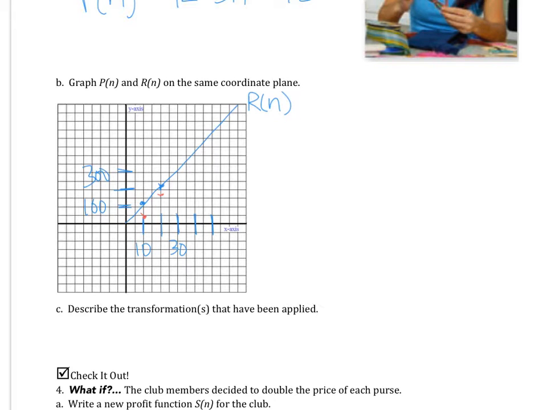So again, plotting these points, I'm sorry, I just got an interruption of a school district phone call reminding you of your early dismissal on Wednesday.